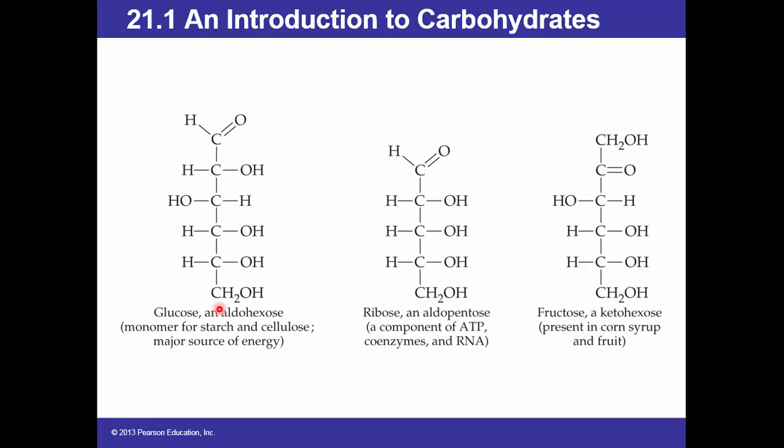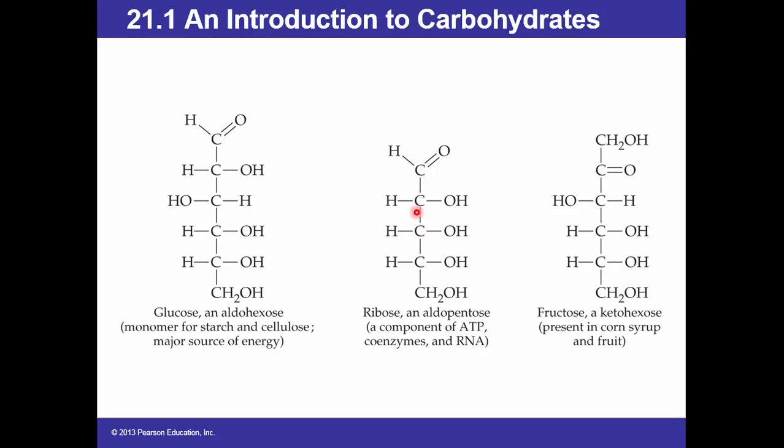And this is called the Fischer projection formula for glucose. Glucose has 6 carbons, from 1 all the way to 6. Since it contains an aldehyde group, it is an aldohexose. It is a monomer for starch and cellulose, which are a major source of energy.